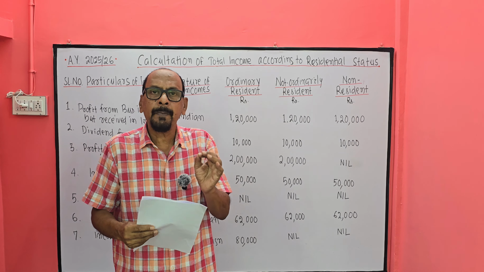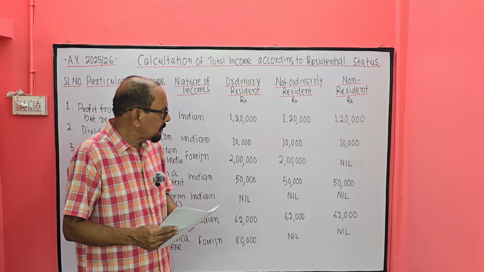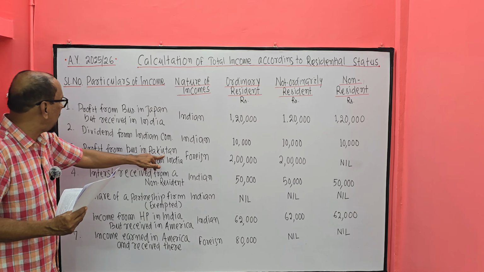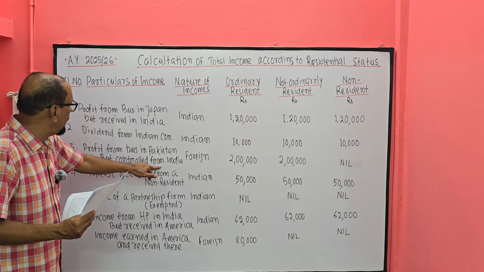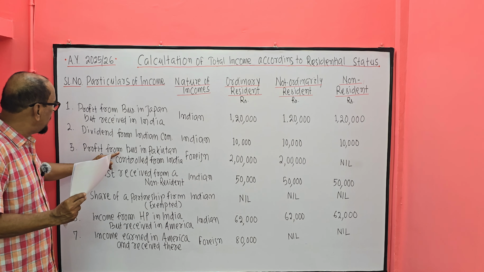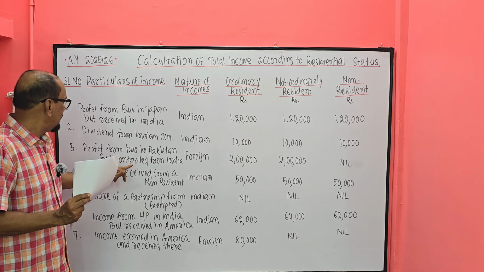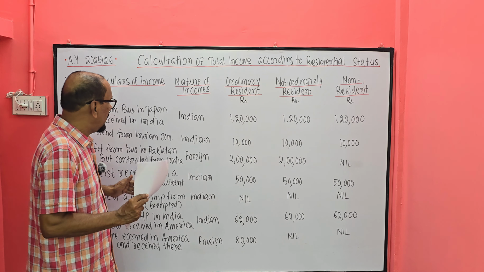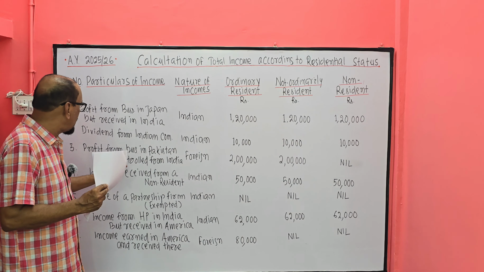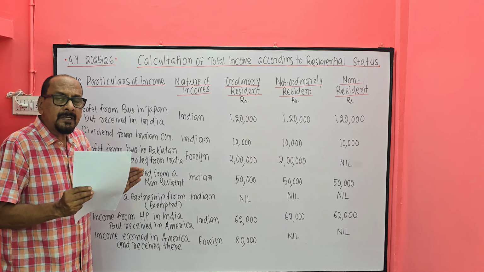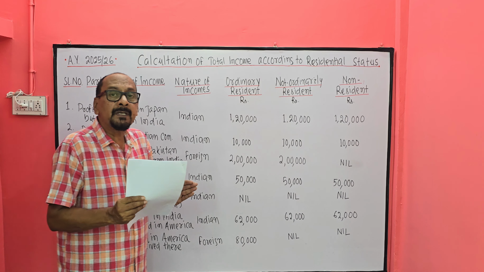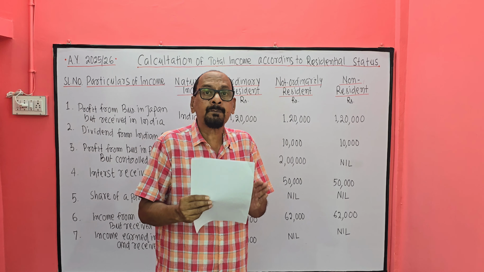The second financial transaction done. And the third one, profit from a business in Pakistan but controlled from India. It will mean that we are receiving certain profit from a business in Pakistan, but the business is controlled or managed from India.